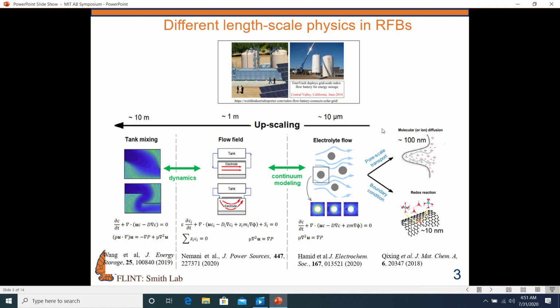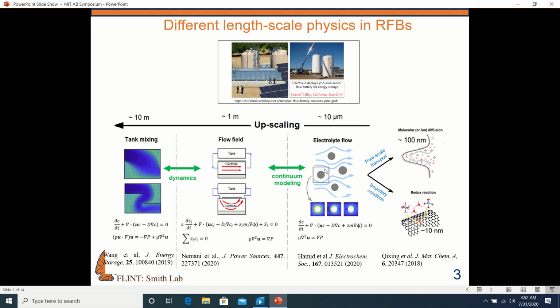In detail, we have different length scales associated here. The first one is obviously the chemical reaction going on at the tens of nanometer scale. Then we have molecular diffusion, then electrolyte flow through the pores, then the flow field effect, and then tank mixing. So our target is to start from this point, and we want to put all effects together to develop a model that can predict the performance of redox flow battery.